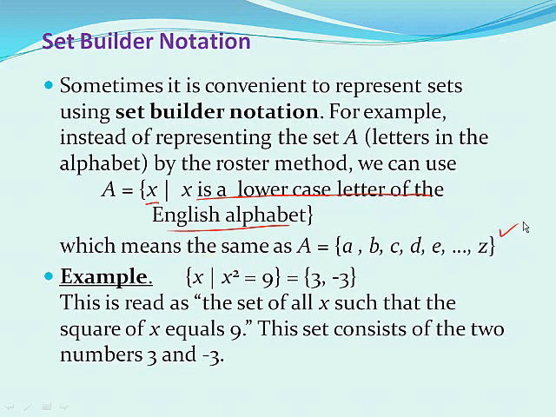Another example will be the set of all x such that x squared equals 9. This is the set builder notation. If we list the members, we will get x equal to 3 and x equal to negative 3. These are the two numbers that satisfy x squared equal to 9.